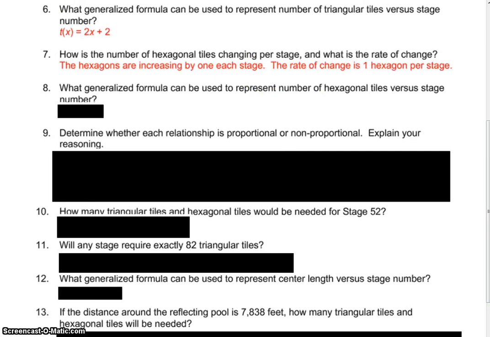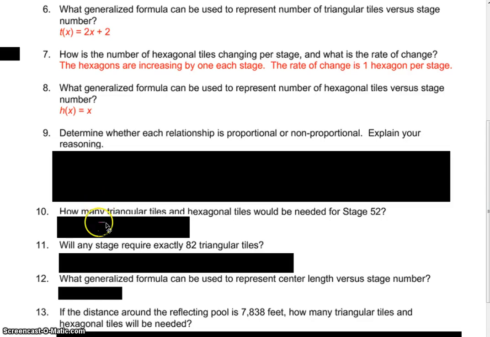Therefore, your rate of change is 1. What generalized formula can be used to represent the number of hexagons? That's what we wrote at the bottom of the table. It's x. Determine whether each relationship is proportional or non-proportional and explain your reasoning.